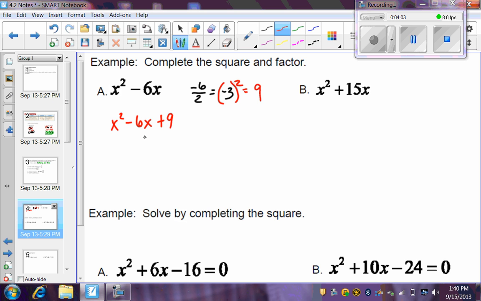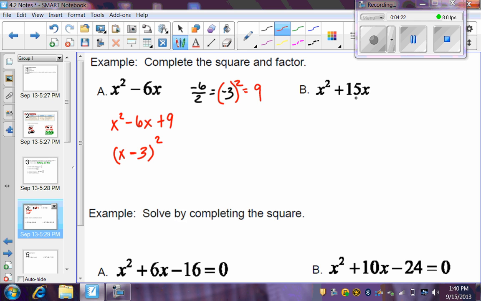Now this is a perfect square trinomial. So that would factor to something that looks like this. The sign in front of b is the sign that's going to go in the middle. Square root of x squared is x, and the square root of 9 is 3.